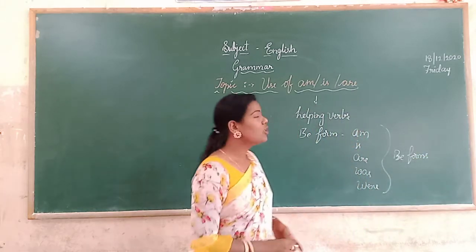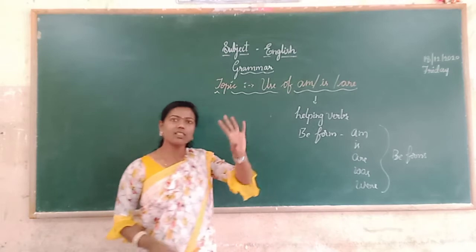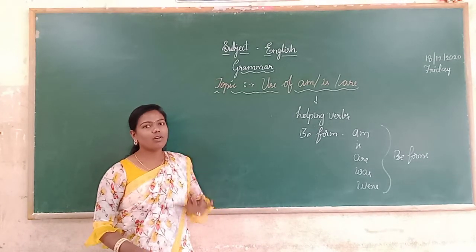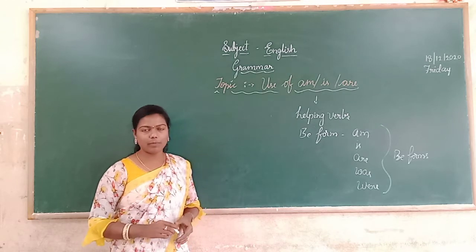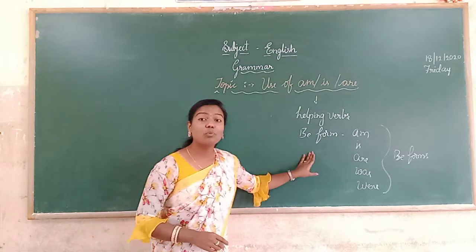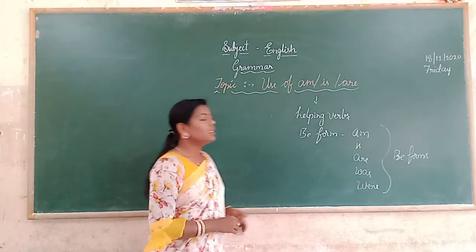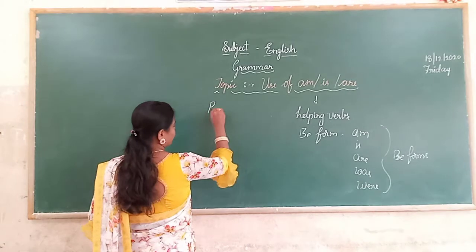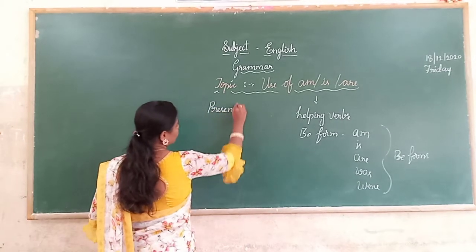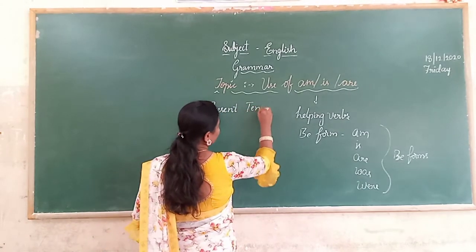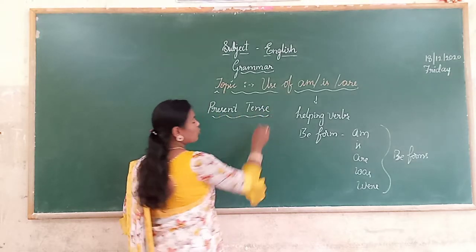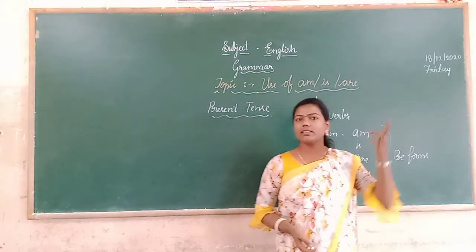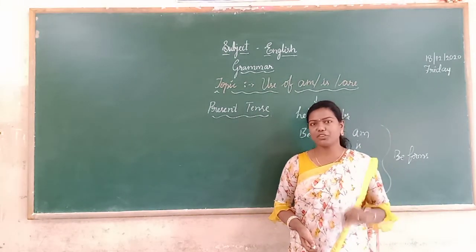Okay dear student, first I will give the use of am, is, are. Am, is, are are called helping verbs, also called be forms. These three are used only in present tense. How many tenses are there in English grammar? There are three tenses: present tense, past tense and future tense.